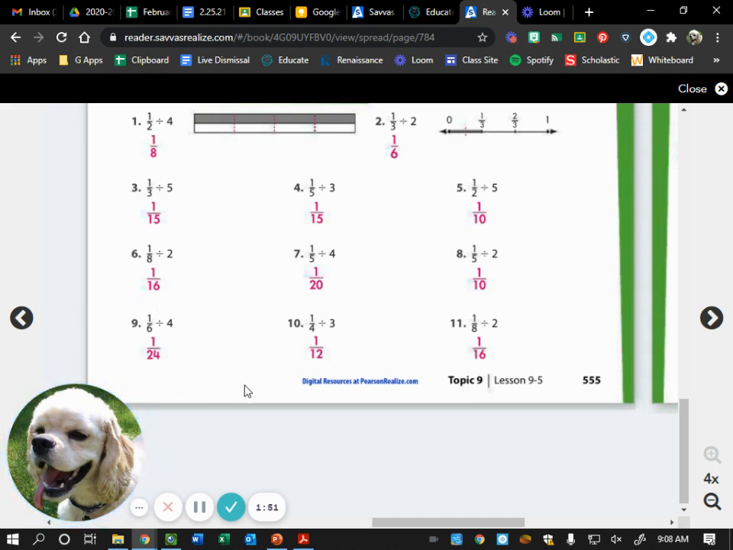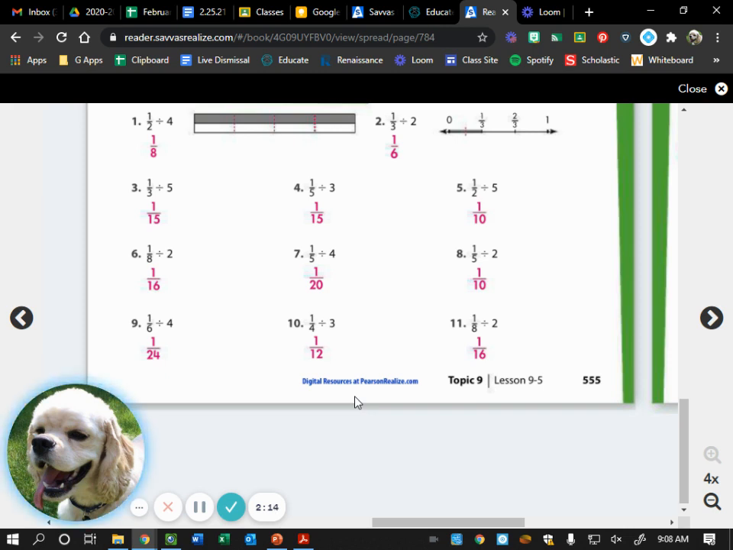That's great. Then number 10, we would change the whole number 3 into 3 over 1. We would keep 1/4 the same, change the division symbol to multiplication, and 3 over 1, we would write the reciprocal of 1 over 3. So 1 times 1 is 1, 4 times 3 is 12 for 1/12. Give me a thumbs up if you got number 10 correct.